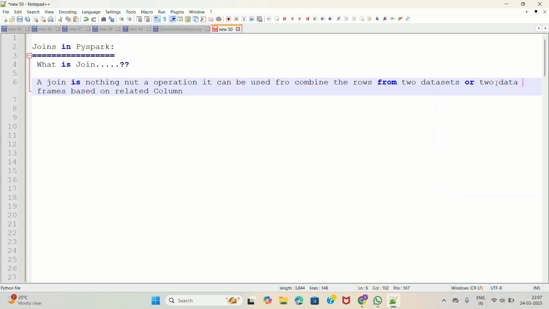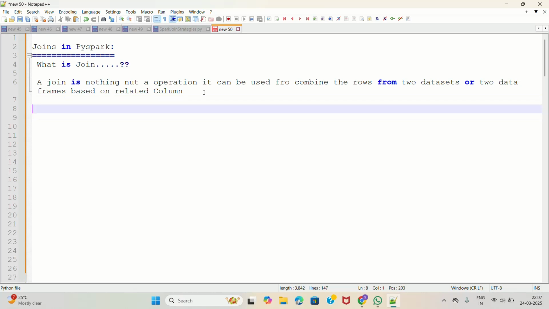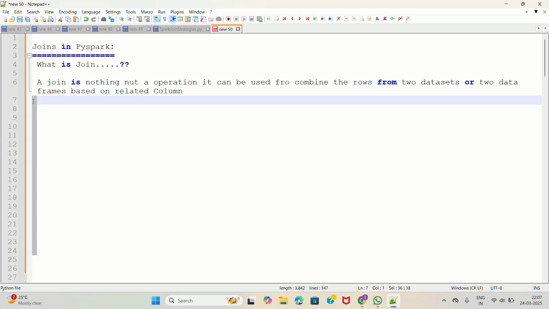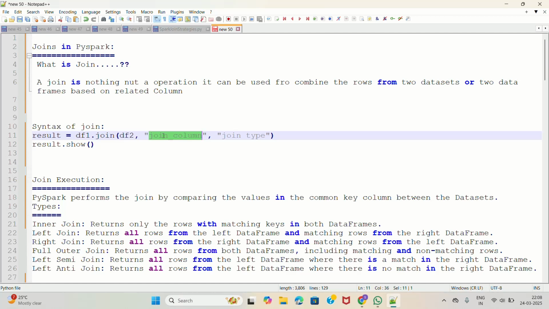Okay, that's it. First of all, we are going to see the syntax of the join. The syntax is how the join is going to work. Here we have two data frames, df1 and df2. So df1.join(df2, based on the join column. The join column is the common column name which exists in both data sets.